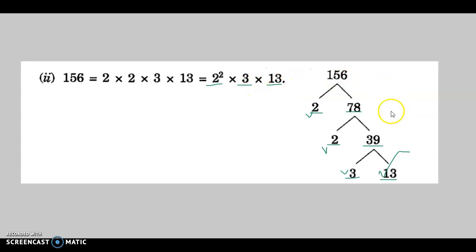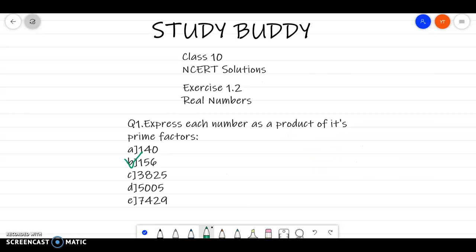This can be done also by using the normal LCM method. Since we are asked to solve like this, you have to solve it by using the factor tree method. Going on with the third question.